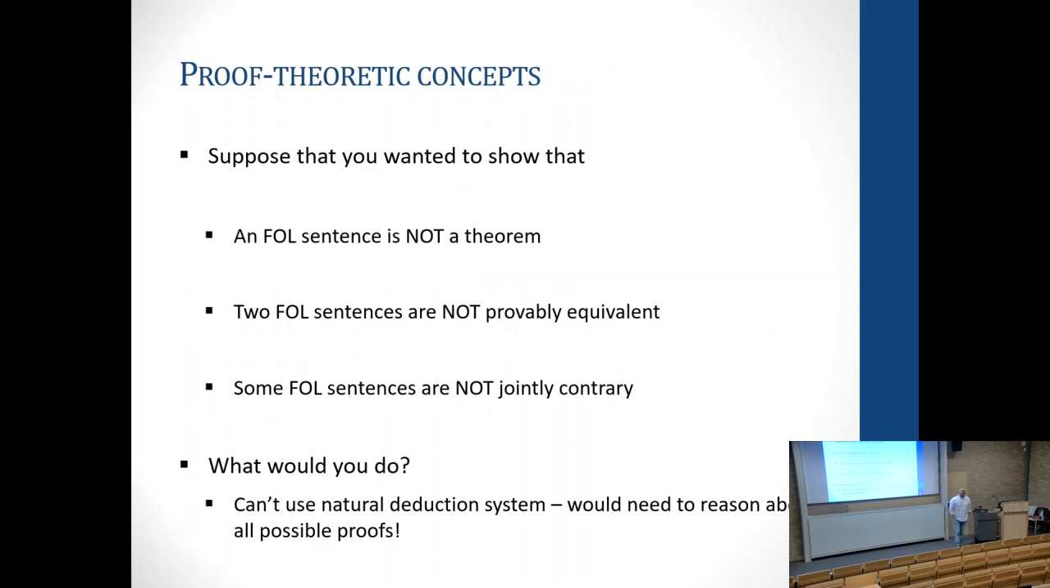Now here's something interesting. Suppose we wanted to show that an FOL sentence is not a theorem. How would we show an FOL sentence is not a theorem? Well, the fact that we could derive it using an assumption doesn't show, obviously, that it's impossible to derive it without any assumptions. So how would we show that it's impossible to derive it without any assumptions?